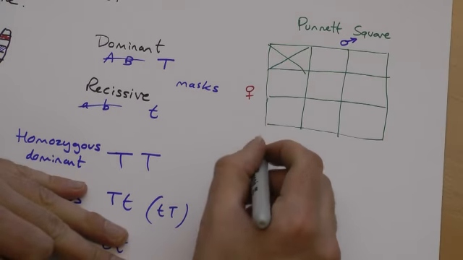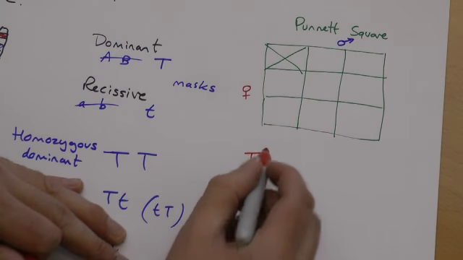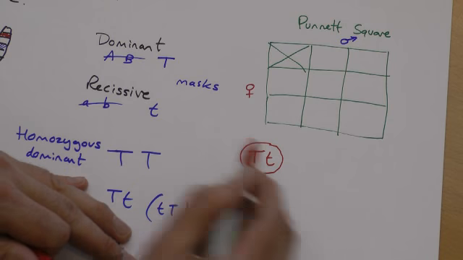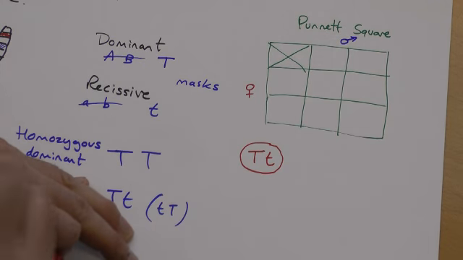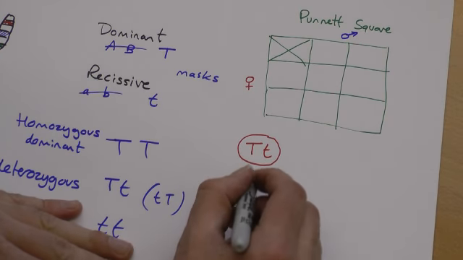So let's deal with the mother first. Let's imagine that the mother is heterozygous. Okay, so in all her body cells she has one big T allele, one little t allele, one dominant, one recessive allele for being able to roll a tongue.